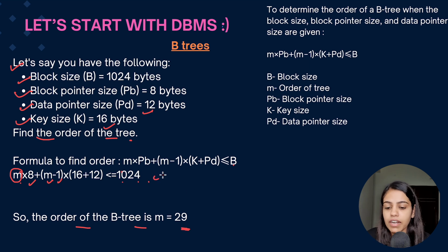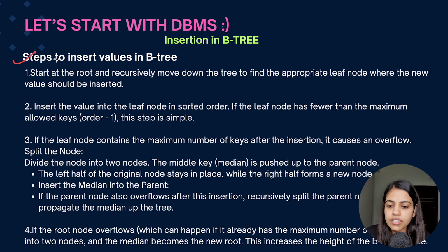So in this way we can find the order of the tree when all these values are provided to us. So what are the steps to insert values into the B-tree? First, start at the root and recursively move down the tree to find the appropriate leaf node where the new value should be inserted. As I told, insertion in the B-tree always happens from the leaf node. So we have to find the leaf node where we can insert the value.